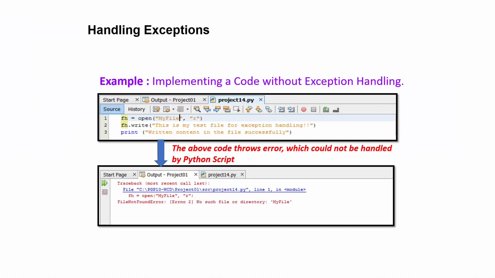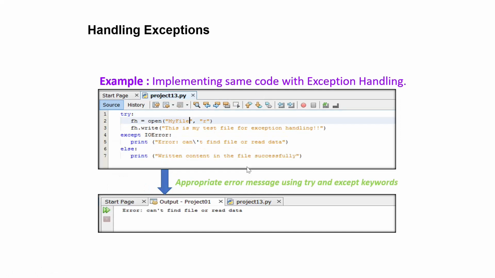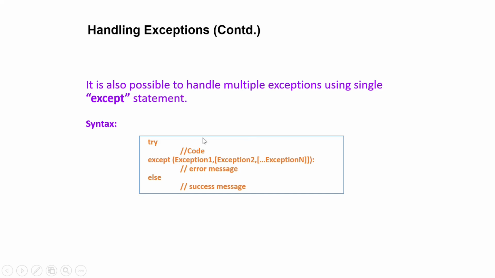Example: implementing code without exception handling. If you apply it without exception handling, you can see the code throws an error which could not be handled by the Python script. Next, implementing code with exception handling. Once you apply try, except, else, you get appropriate error messages using the try and except keywords. It is also possible to handle multiple exceptions using a single except statement. With a single except keyword, you can handle multiple errors.